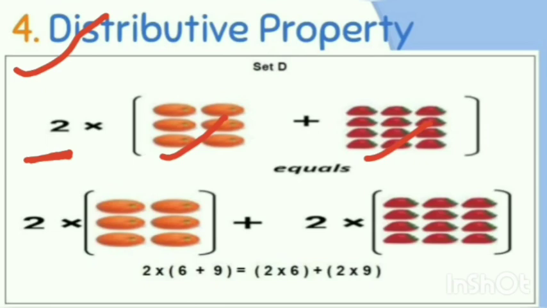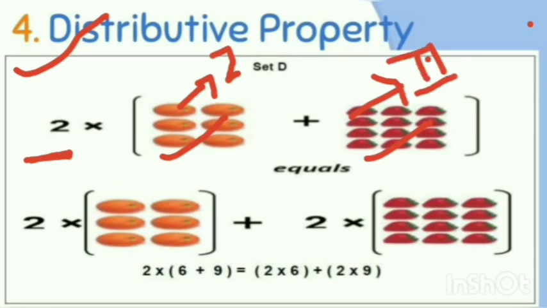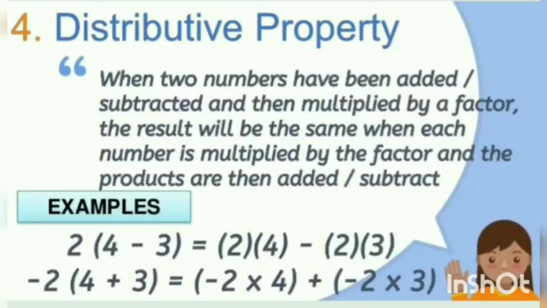It means we have to distribute 2 to the first member and to the second member also. You can see here we had distributed 2 to the first member and we had distributed 2 to the second member also. As in between there is a plus sign, you have to put a plus sign here. Let us explain the distributive property with the help of numbers.